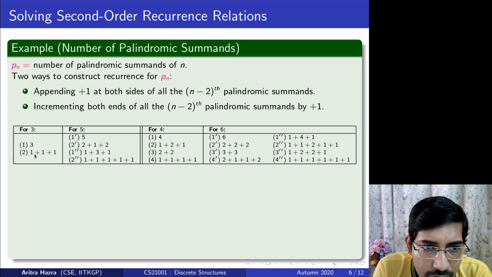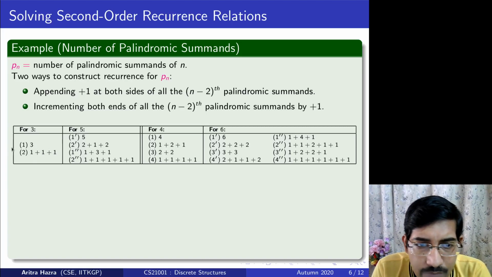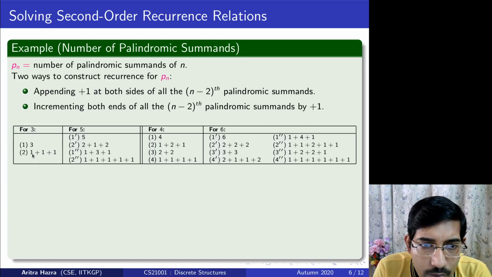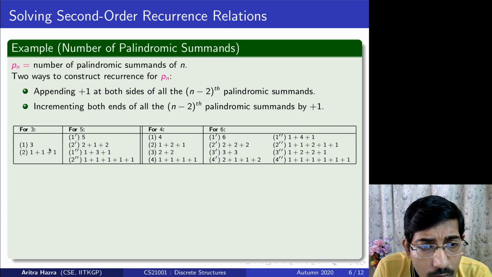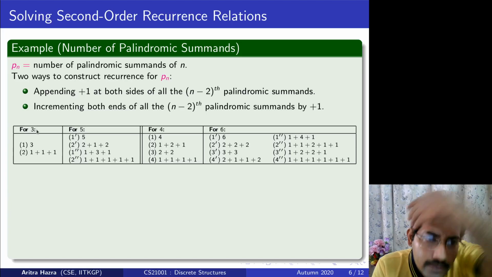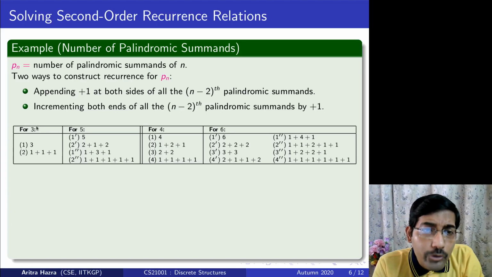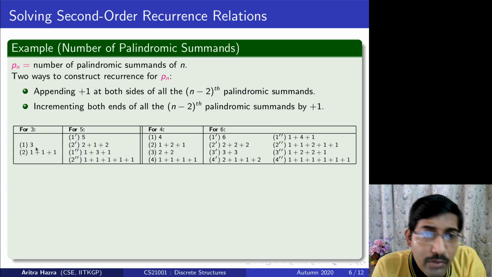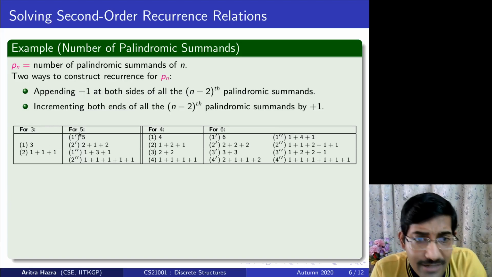The palindromic summand for 3 can be done in this way. I can add 1 to both ends, so it will be 2 plus 1 plus 2, which is one option. Or I could append 1 to both ends to make it 5. We are trying to formulate a recurrence. Therefore, for a number, we find another number just prior to it and use its count to deduce the recurrence relation for that number.